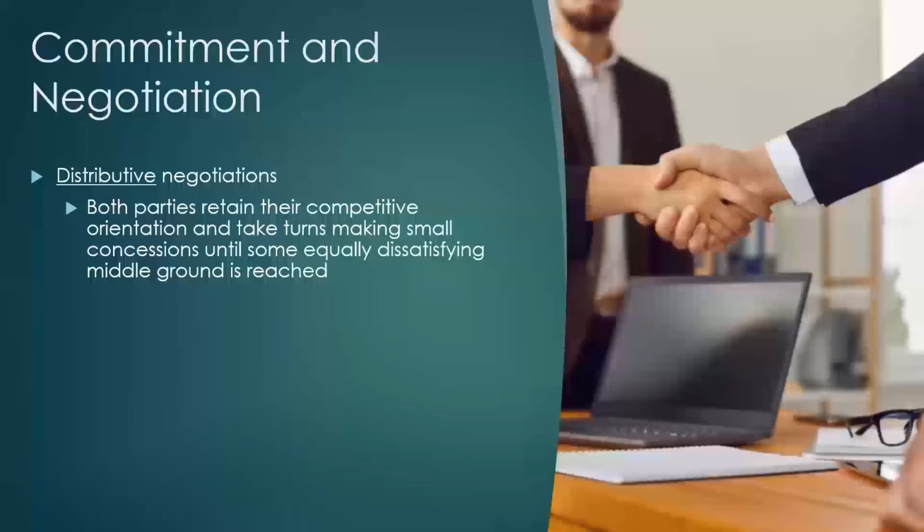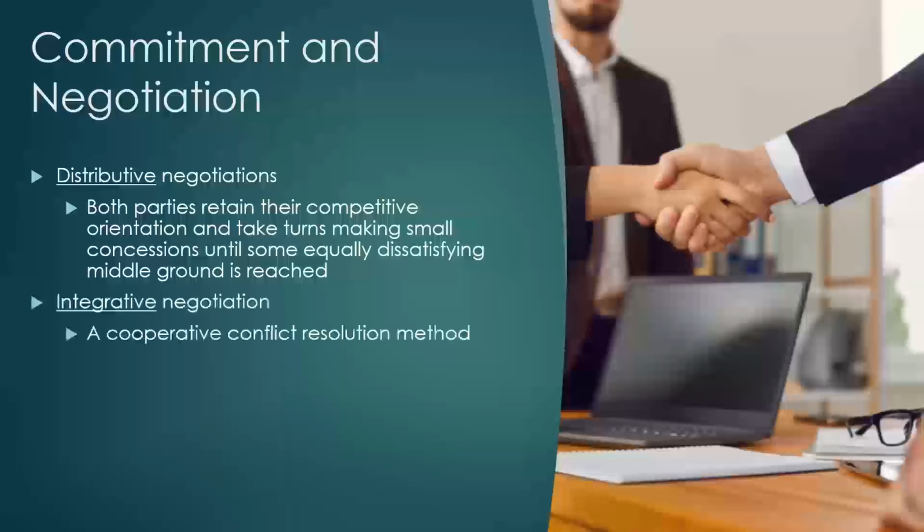Distributive negotiations are where both people are like, well, I want this, well, I want this, well, I want this. When you take this route, you end up at an equally dissatisfying middle ground. It's just like, okay, well, I guess we'll just do this because we're never going to come to the same conclusion on this stuff.